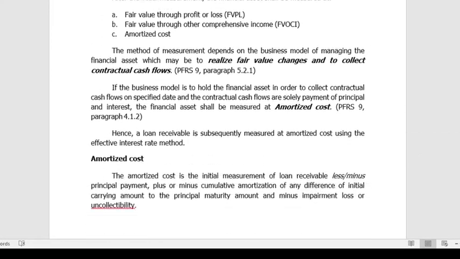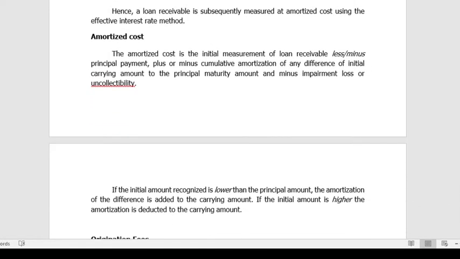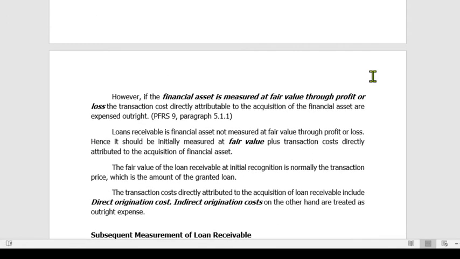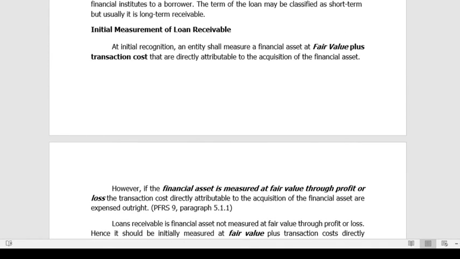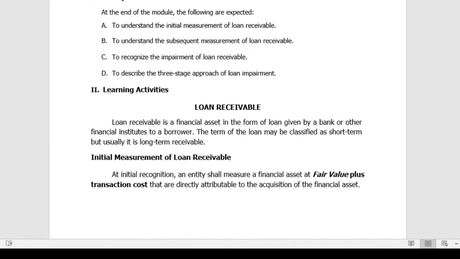Okay. Now, let's look at what amortization means. The amortized cost is the initial measurement of loan receivable, less the principal payment, plus or minus the cumulative amortization of any difference of the initial carrying amount to the principal maturity amount, and minus impairment loss or uncollectibility. So, you will understand this amortized cost better when we do a practical application.